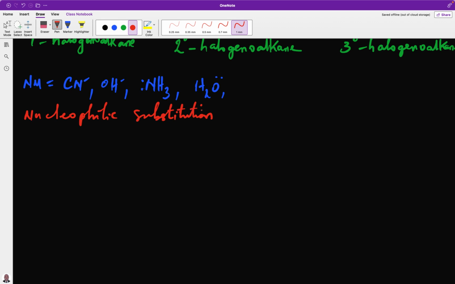Nucleophilic substitution, you can call it SN, nucleophilic substitution. This is a mechanism in organic reaction in which a nucleophile attacks, or we say a nucleophile is attracted to, a carbon atom carrying a partial positive charge, thereby substituting the atom attached to that carbon, which carries a partial negative charge.